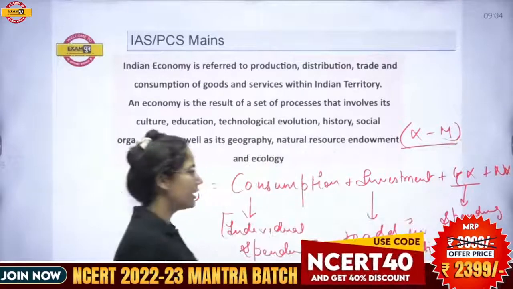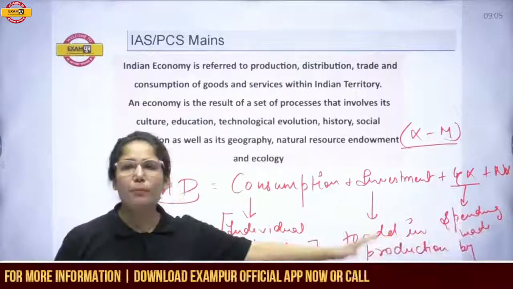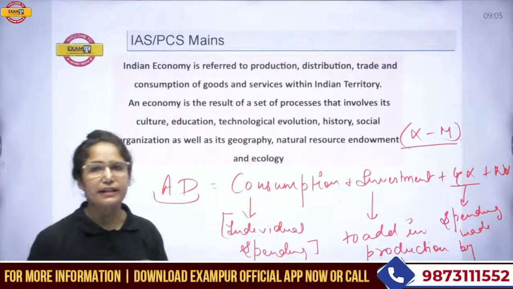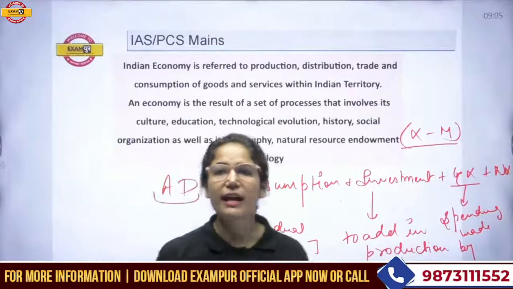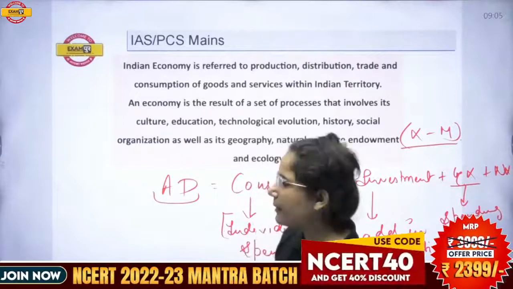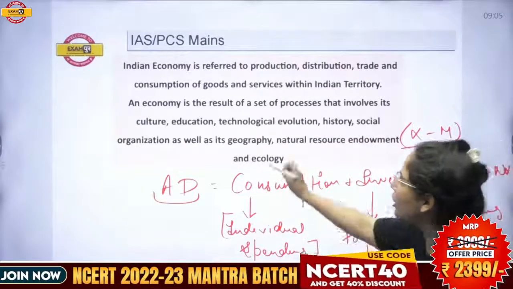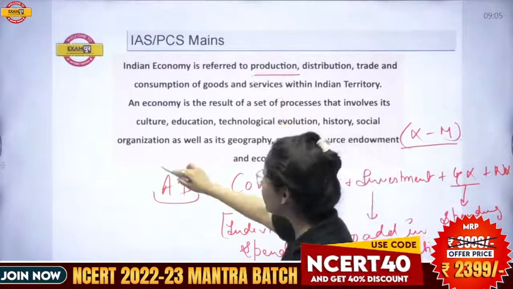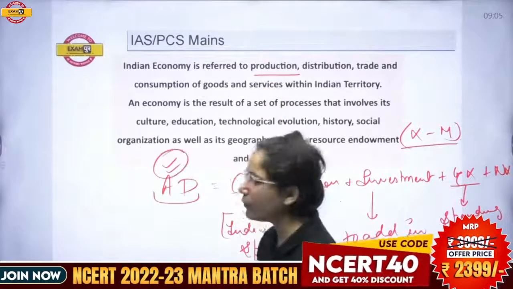Export minus import. What all these four components depict is whatever level of demand we are making in the economy. What level of demand we are making in the economy. So the Indian economy is referred to. Why have I come across this equation?